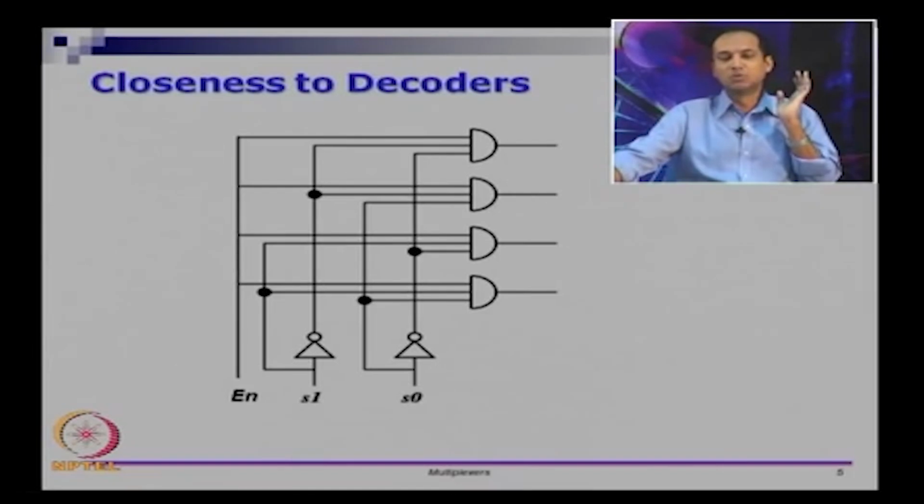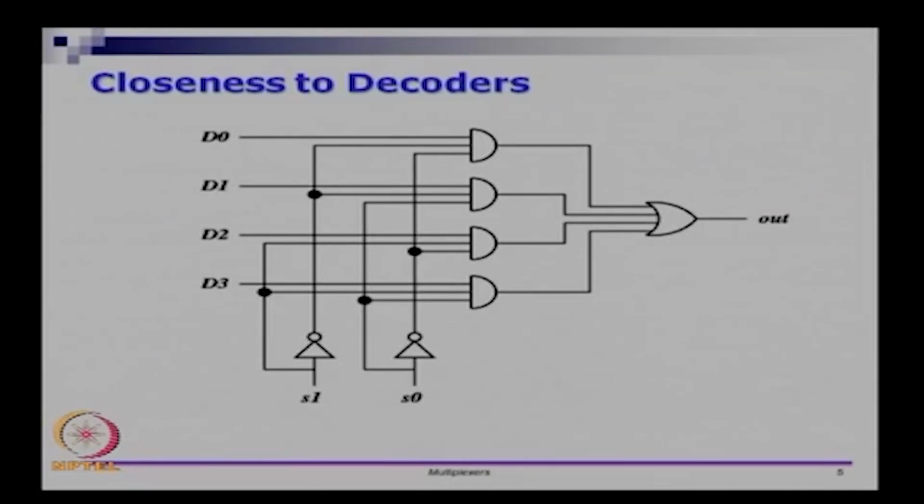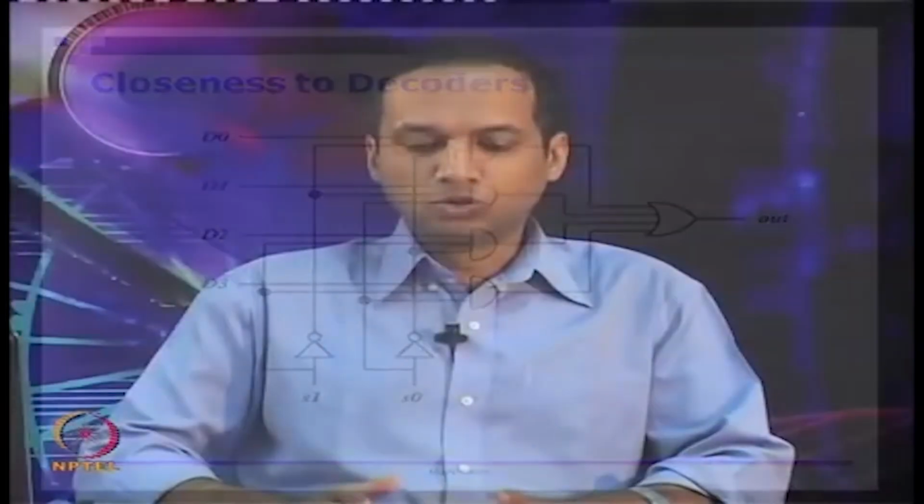So when you remove the OR gate, this is a decoder with 4 separate input lines, and with the OR gate it is a multiplexer. So they are very closely connected. So let us look at how to use muxes, or what are the expressions for muxes. I said that earlier, now I will say that explicitly.